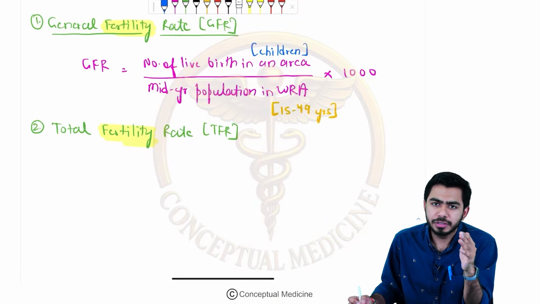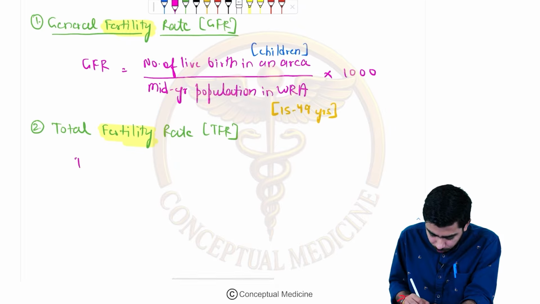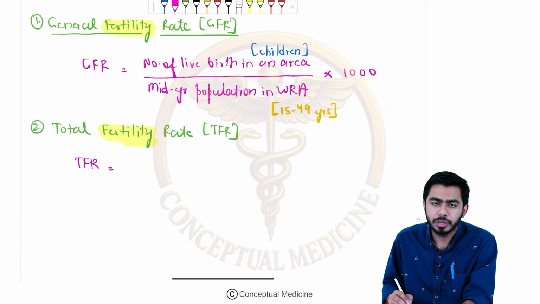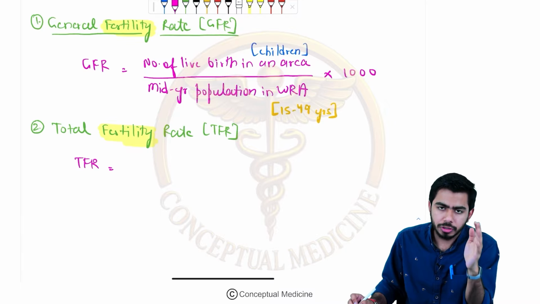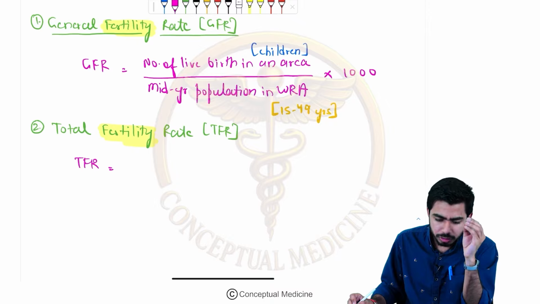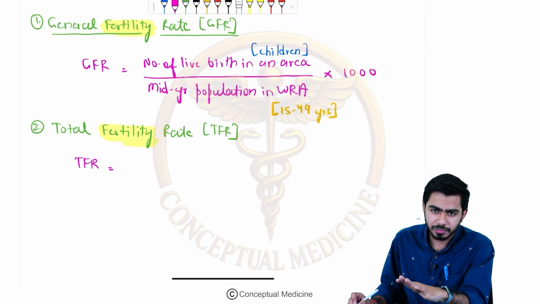So the total fertility rate means, if we talk about the formula of the total fertility rate, it says that the number of daughters which are born over here.